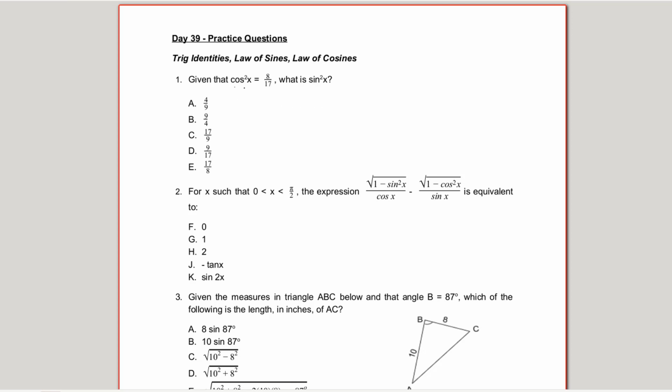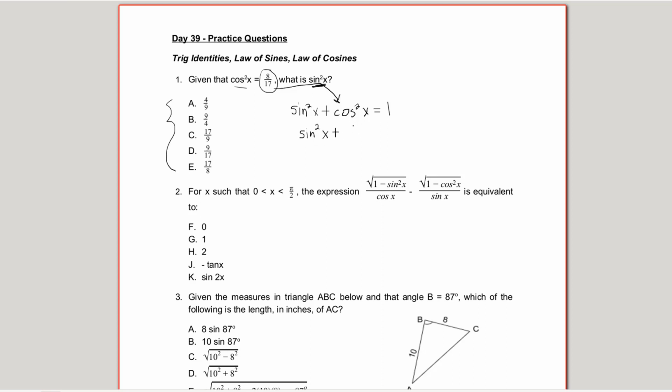Anytime I'm seeing cosine squared x or sine squared x, I want to think about the trig identity sine squared x plus cosine squared x equals 1 and see if there's anything I can do with this. Well, since we're solving for sine squared x, what about if we plug in 8 over 17 for cosine squared x? And the reason I have that idea is because I'm looking at my answer choices. They are in number fractional format. They don't have any trig identities in those. Let's go ahead and plug in for cosine squared x.